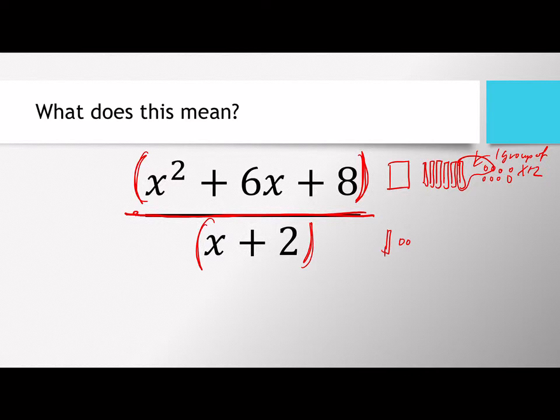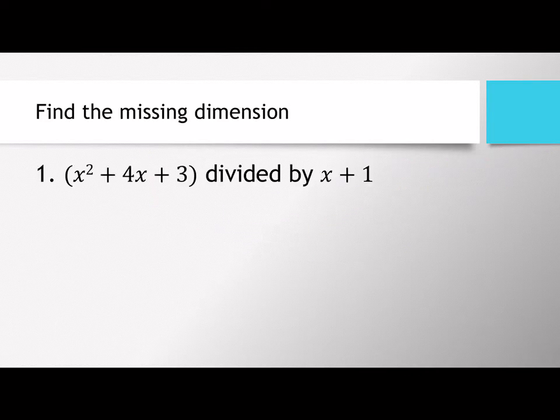All right. So let's go ahead and do this with missing dimensions and area models. This is going to be the video for the first problem, the quantity x squared plus 4x plus 3 divided by the quantity x plus 1.